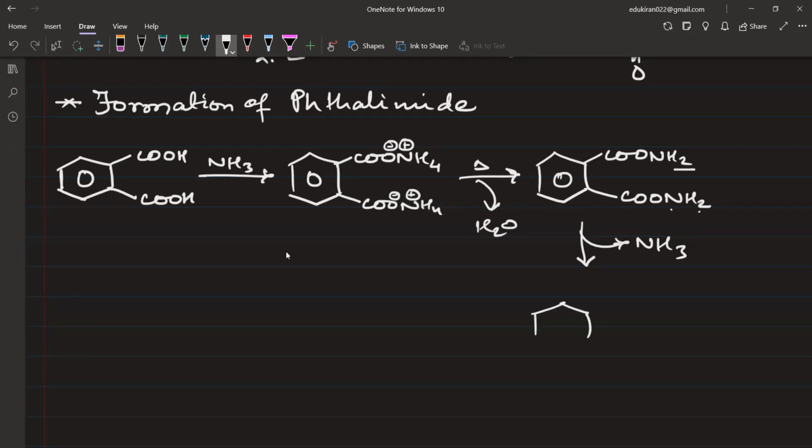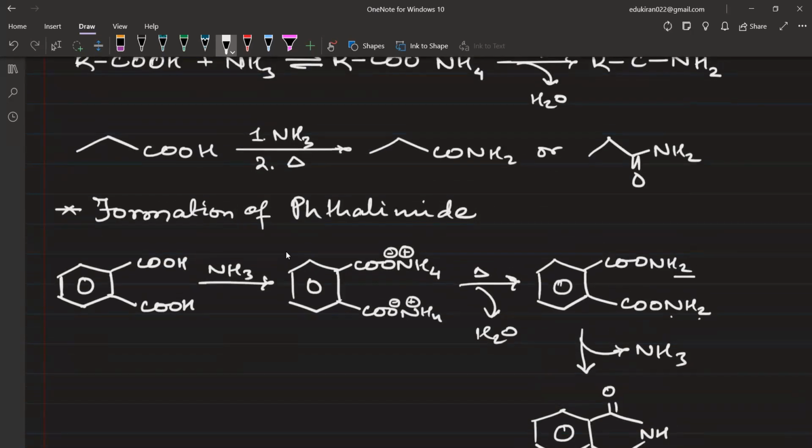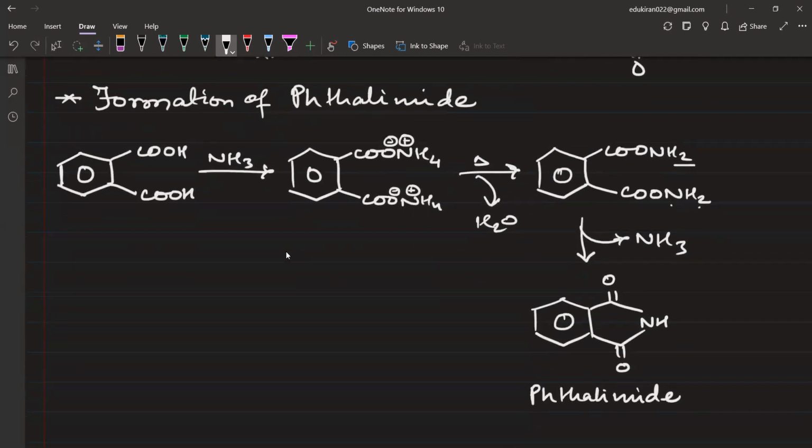So it becomes a ring structure which looks like this: nitrogen with only 1 hydrogen remaining, and this is C double bond O, and this is C double bond O. This is known as phthalimide. So it is just one more step. Up to here we have studied up to the amide. Once you have the amide, you just heat once more, and you will get phthalimide.